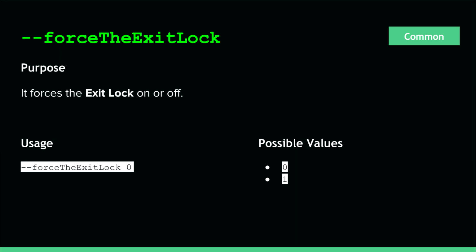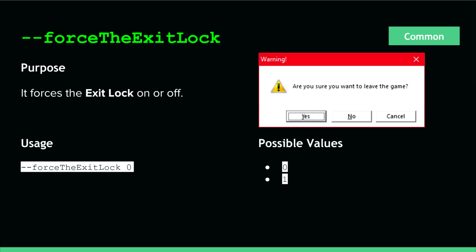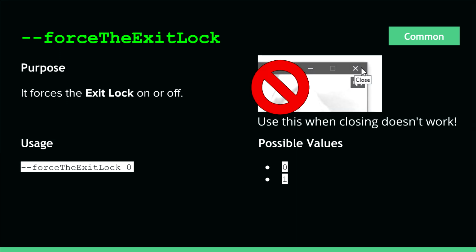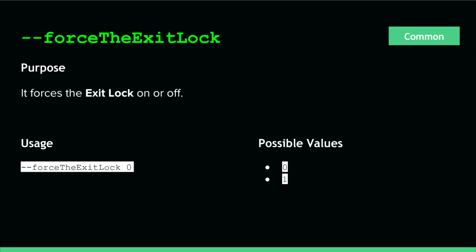This is intended to be used to display an "Are you sure you want to quit?" message, but all too often it is simply left on by accident, preventing the game from closing. To force the exit lock off, use this argument with the integer 0. This argument is another one that sees a lot of common use.